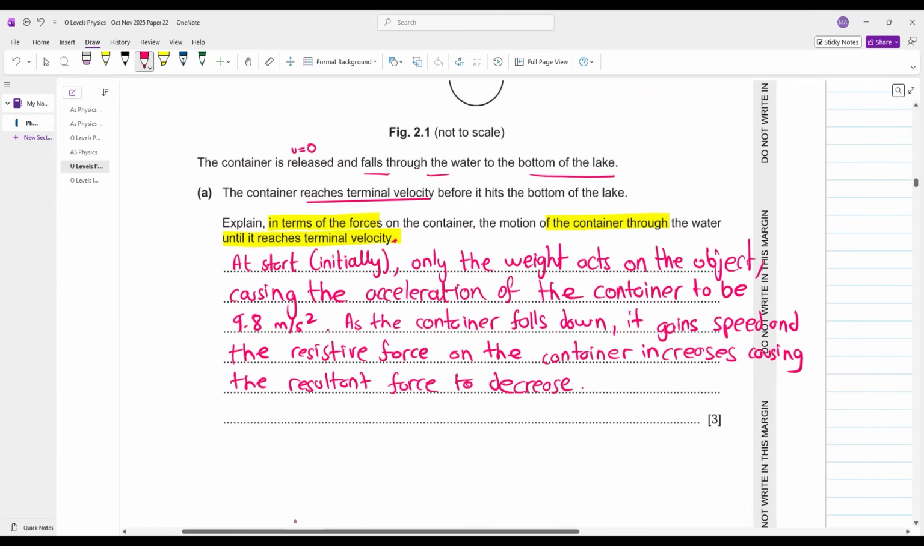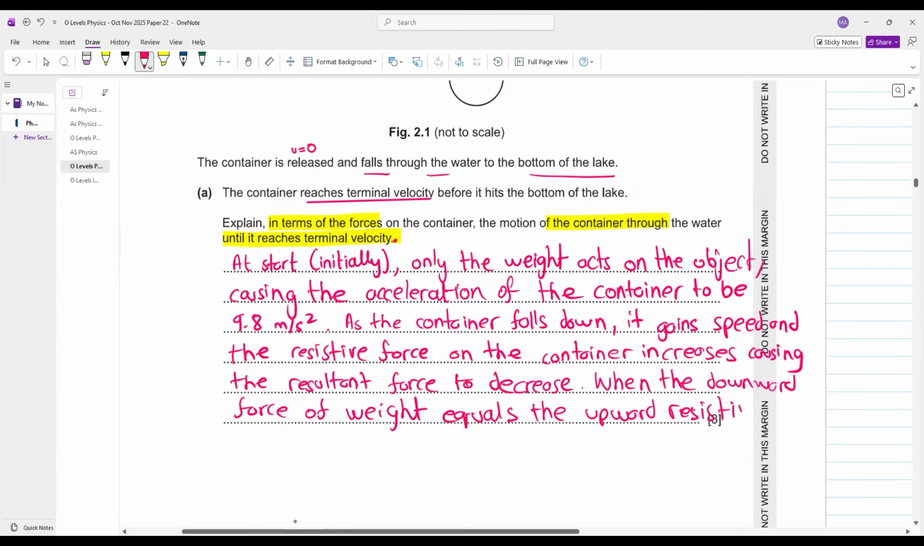What will be your last key point, beta? When the downward force of weight equals the upward resistive force, the container reaches terminal velocity. Simple as that, nothing complicated here. आगे बढ़ते हैं.